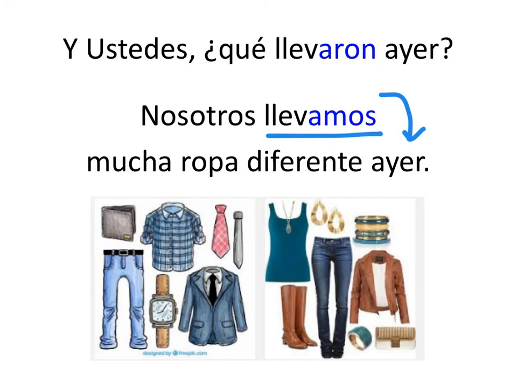No. Colin's right. We wouldn't, because why? What do you know about llevamos? It's the same as present. 2 for 1 special, which is nice about the preterite because you don't have to really learn nosotros.